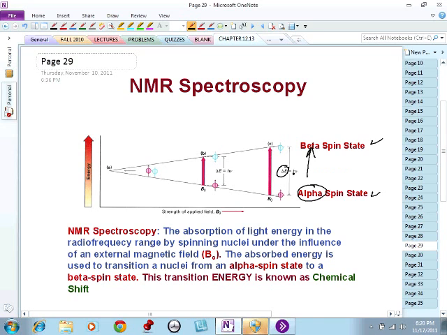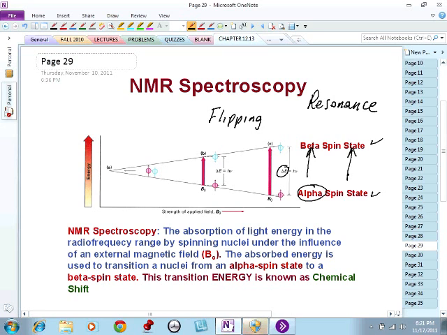So here, what are we interested in? The basic principle behind NMR is the absorption of light energy by protons or carbon-13 or by spinning nuclei that are in the alpha spin state to go to the beta spin state. This process we call flipping. In other words, we say that the nuclei are flipping from one spin state to another spin state. So we therefore say that they are in resonance, going from the alpha to the beta.